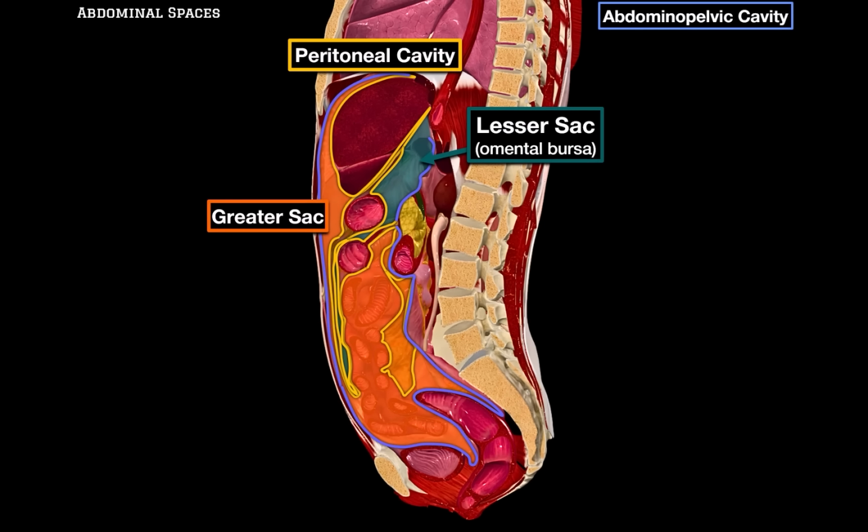Earlier, I mentioned that the peritoneal cavity is divided into a greater sac, which is basically the whole compartment, but it also has a lesser sac, which is a smaller pocket that sits behind the stomach, separated from the greater sac. Now, between the stomach and the liver, there is a fold of peritoneum called the lesser omentum. Think of it as a curtain.